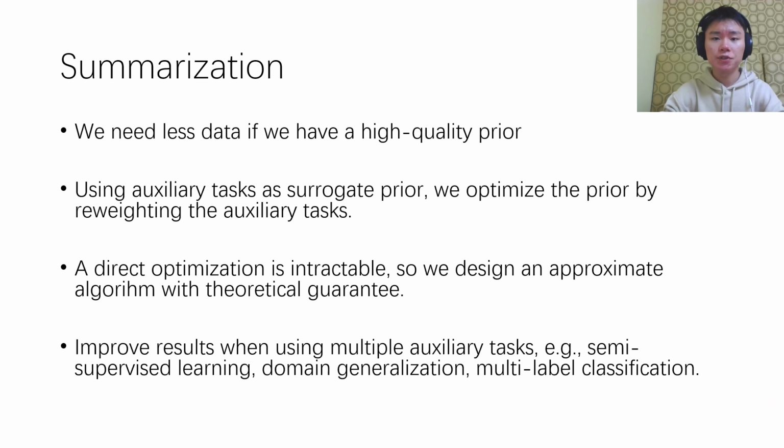So to summarize, we start with the key insight that we need less data if we have a high quality prior. And if we are using auxiliary tasks, we can optimize the prior by reweighting the auxiliary tasks. So this gives an automatic way to reweight the tasks. But since a direct optimization is intractable, we design an approximate algorithm with theoretical guarantees. And we tested our algorithm on multiple settings, including semi-supervised learning, multi-label classification, and domain generalization.